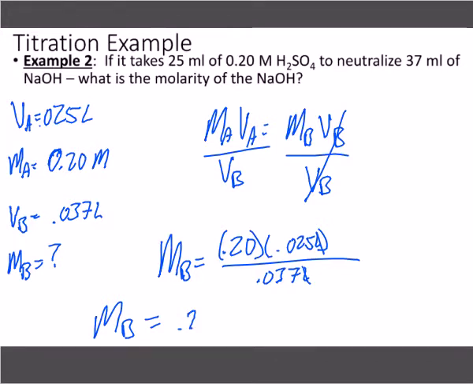What's that? 0.27. 0.270. Sig figs would actually just be 2, but all right, 0.27 molar.